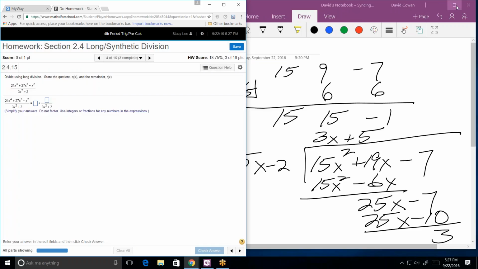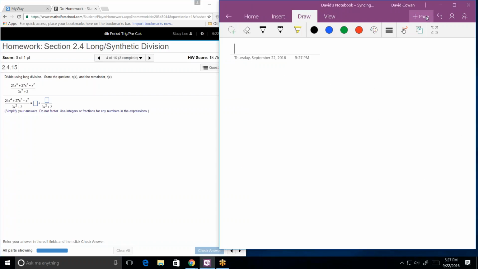Let me just read it to you. Is that okay with you if we proceed this way? Yeah, I'll just write it down in my notebook. Okay, cool. So the polynomial, and this one also says use long division.